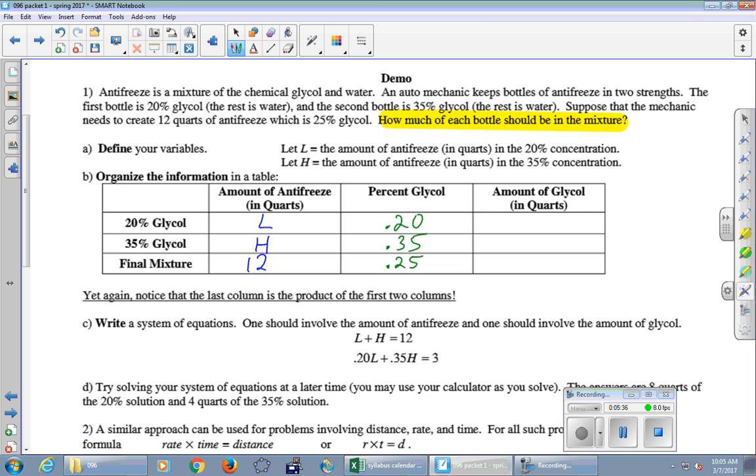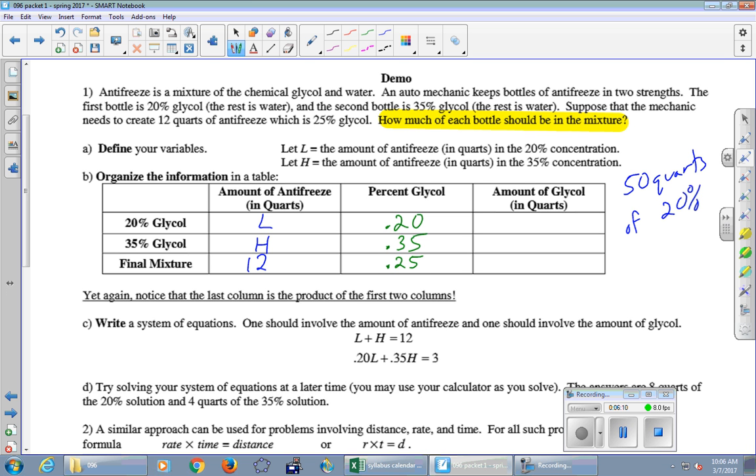Okay, one more time. Antifreeze is a collection of water and the chemical. We're only interested in how much of the chemical we have, the amount of glycol, okay? And so if, for example, I told you that I had 50 quarts of the 20% solution, what would you do to these two numbers to find out how many quarts of those 50 are actually the chemical glycol?